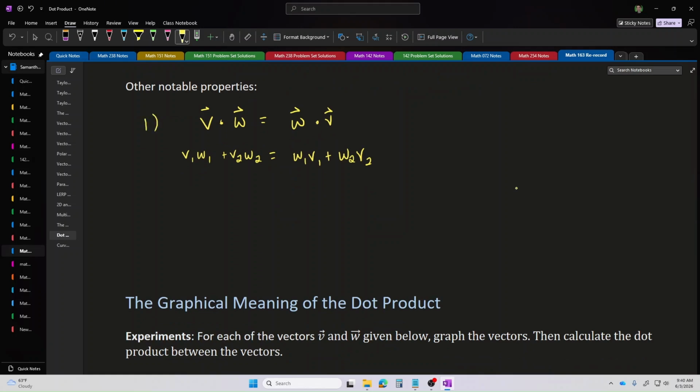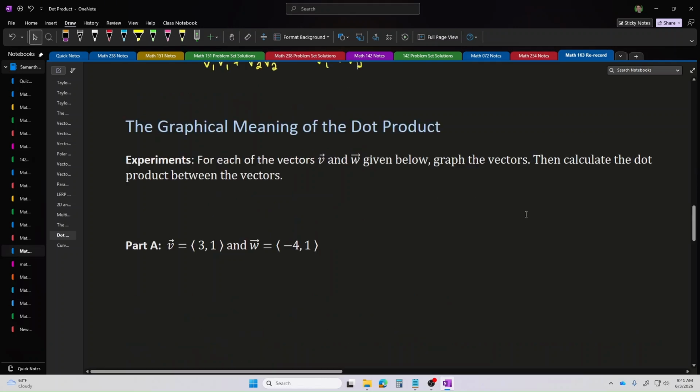The second property of the dot product is that it is related to a vector's length. Specifically, if you dot a vector with itself, the result is equal to the length of that vector squared. That comes from the fact that v dotted with itself is v1 times v1 plus v2 times v2, which is v1 squared plus v2 squared, the same thing as the squared length of v.